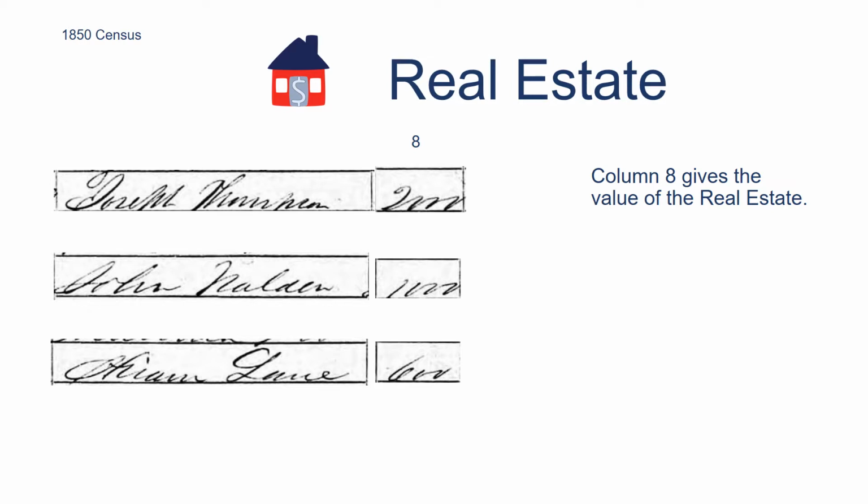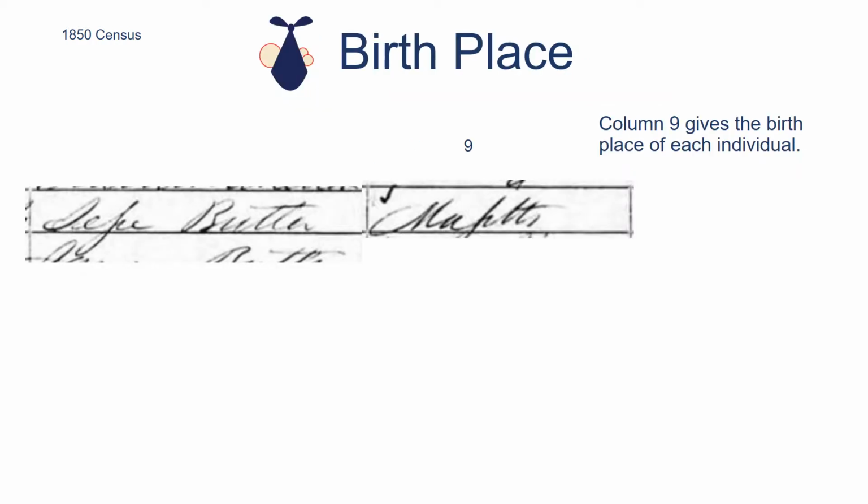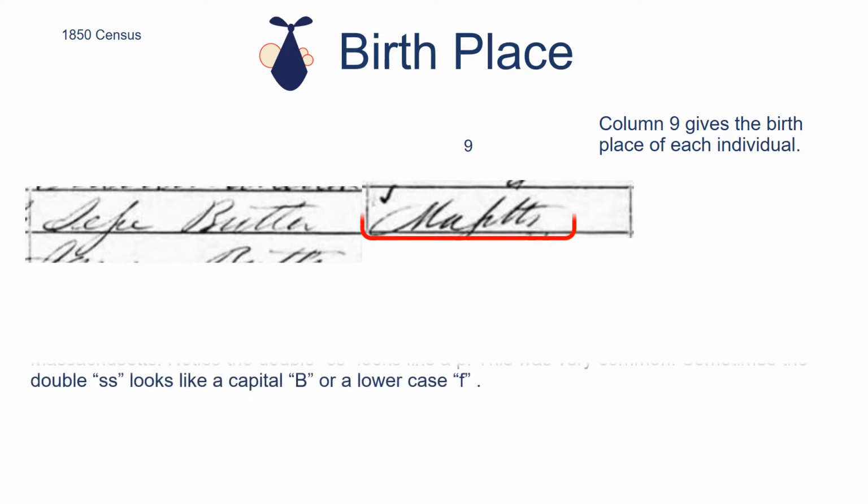Real estate. Column 8 gives the value of the real estate. John Thompson, 2,000. John Walden, 1,000. Hiram Lane, 600. Birthplace. Column 9 gives the birthplace of each individual.